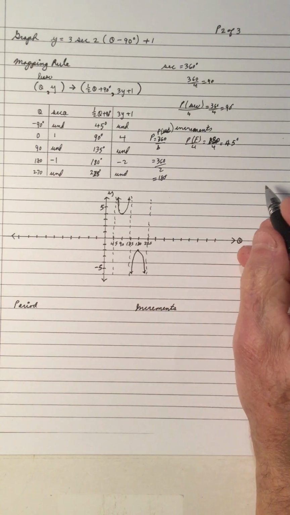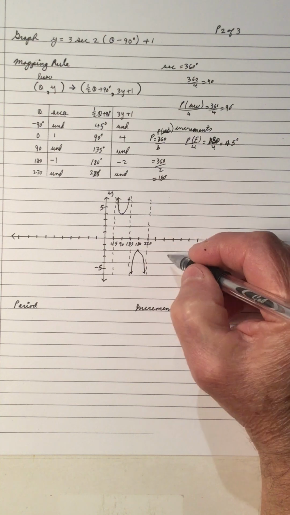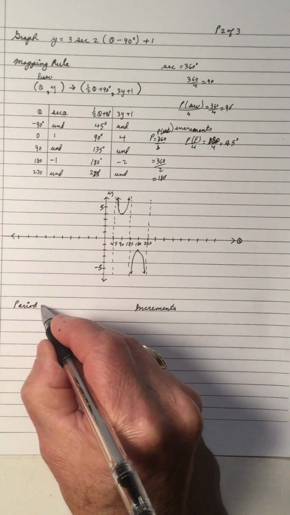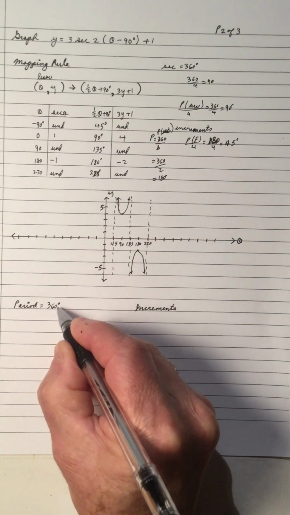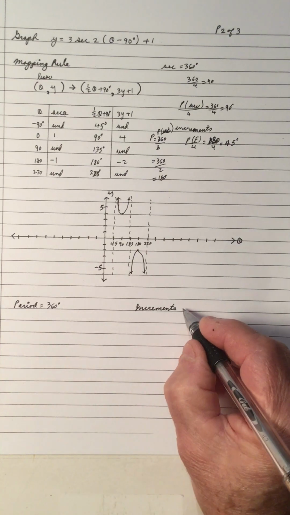There it is. And if you draw more vertical asymptotes, then the period is, again, the period is 360, and the increment changes.